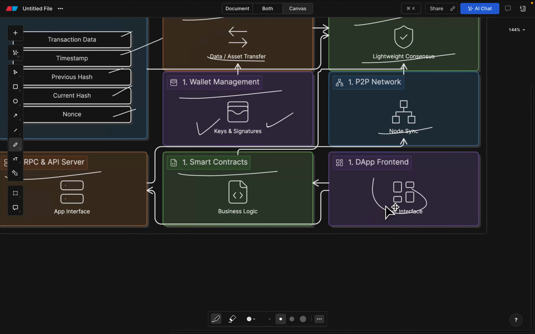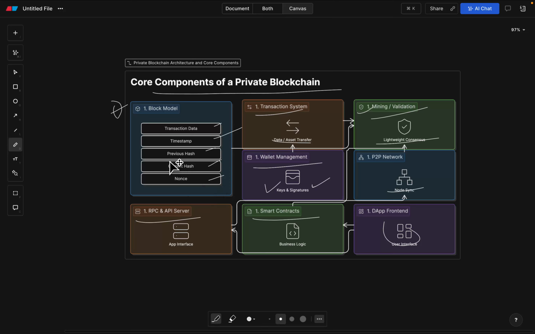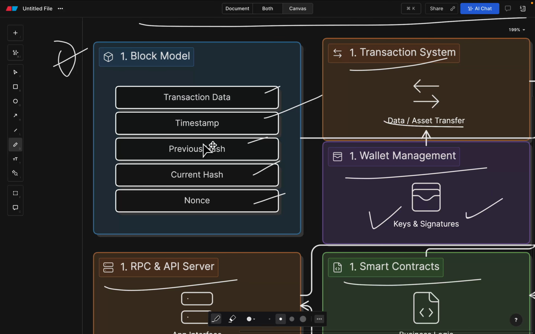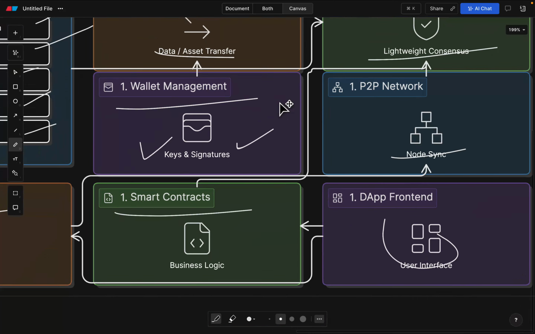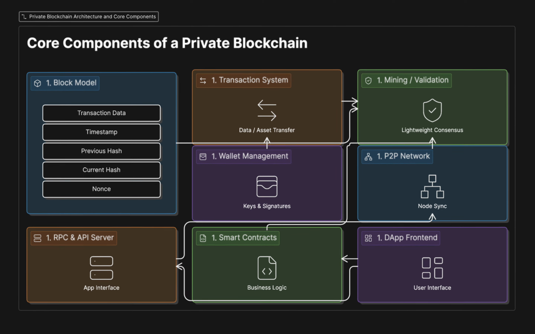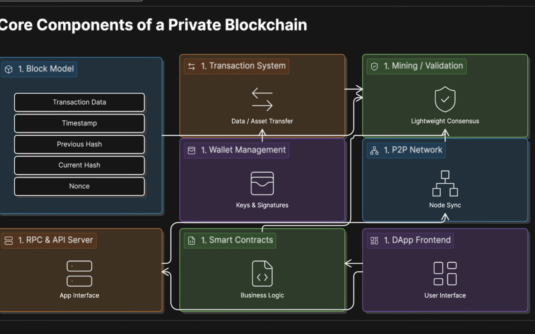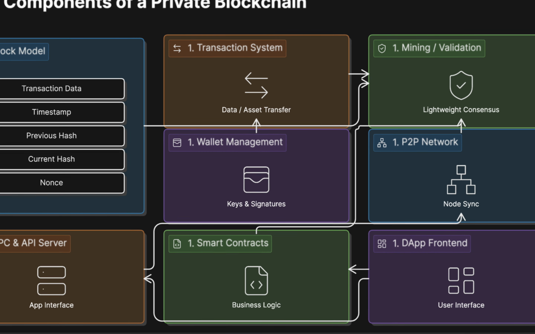Since it's a private blockchain, you don't always need expensive proof of work. You can use a lightweight consensus mechanism because you're going to use it internally within your organization. We have wallet management. The wallet handles key generation and digital signature, because when you sign a transaction, a wallet will be used to sign that particular transaction.